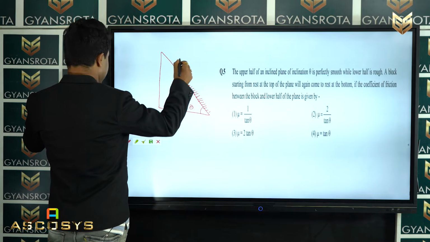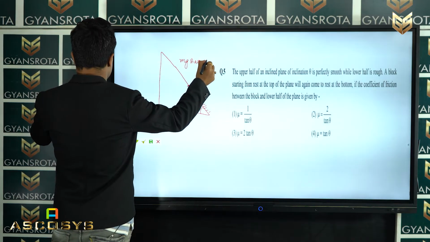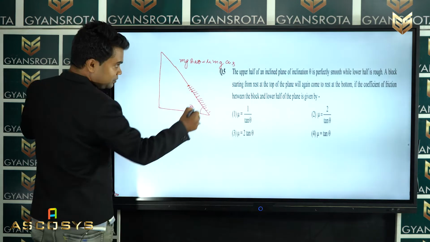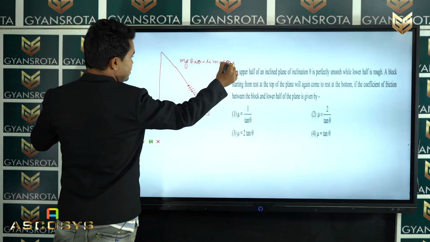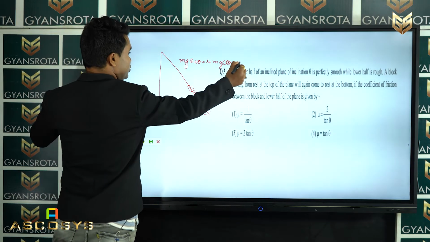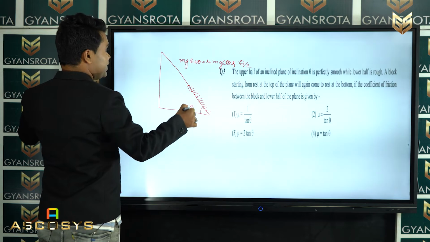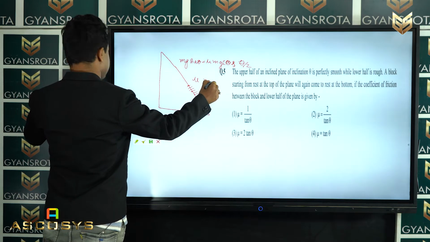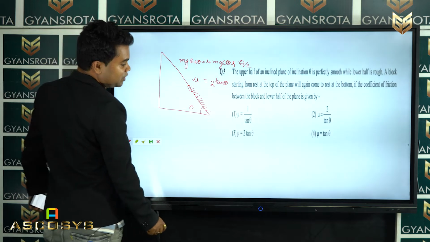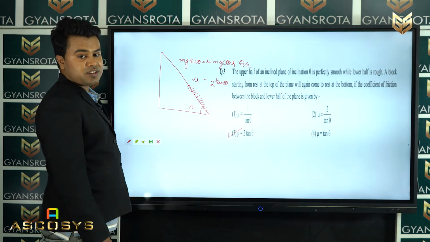So you know that mg sin theta can be written as mu mg cos theta by 2. So finally your mu will come out to be, in this question, 2 tan theta. So 2 tan theta is the right answer for this one. Mu equals 2 tan theta is option number 3. So option 3 is the correct answer for this question.